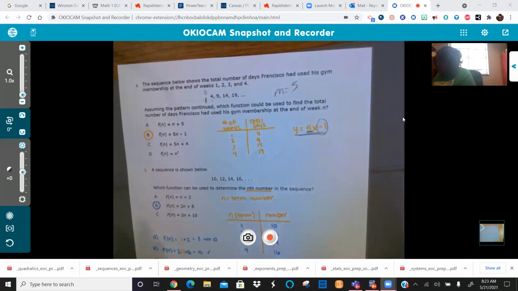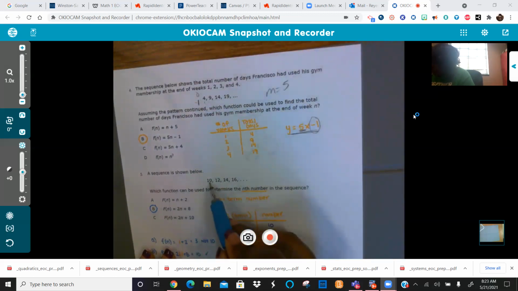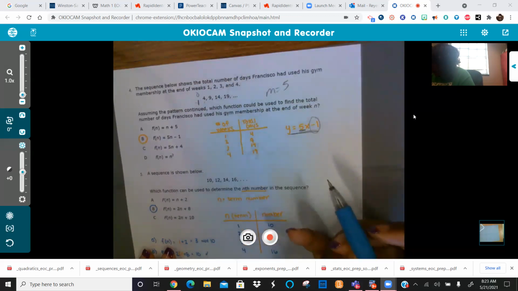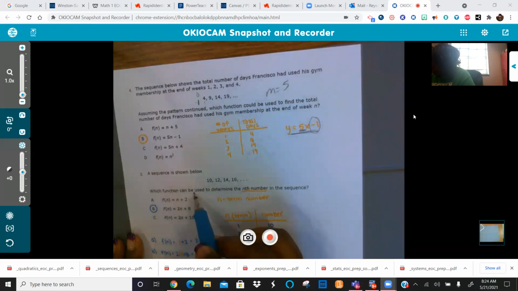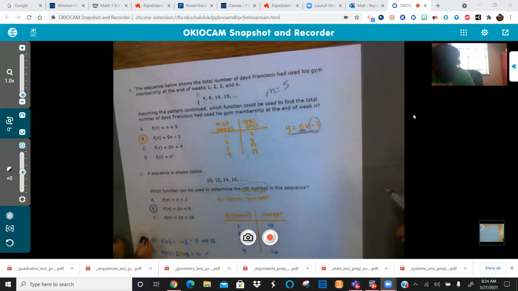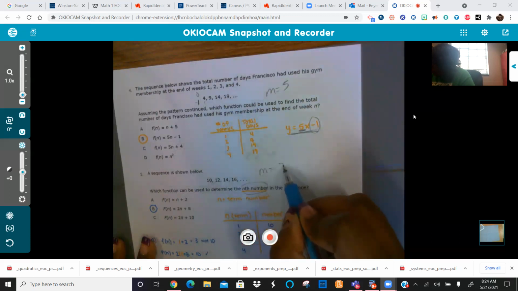What is the sequence, okay? All right, so look at this. The numbers are going up here. It says, which function can be used to determine the nth number? Okay, so again, you are writing a linear equation. All right, so how is it going up? It's going up by 2, so you know your slope is 2.